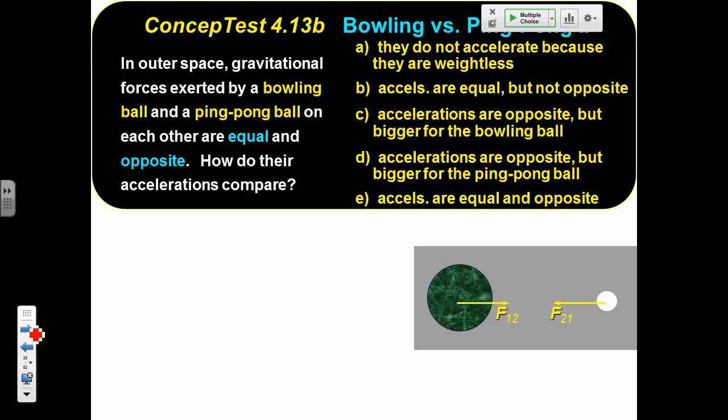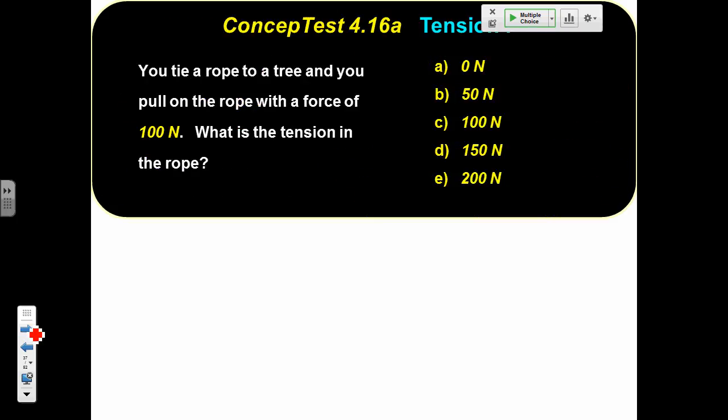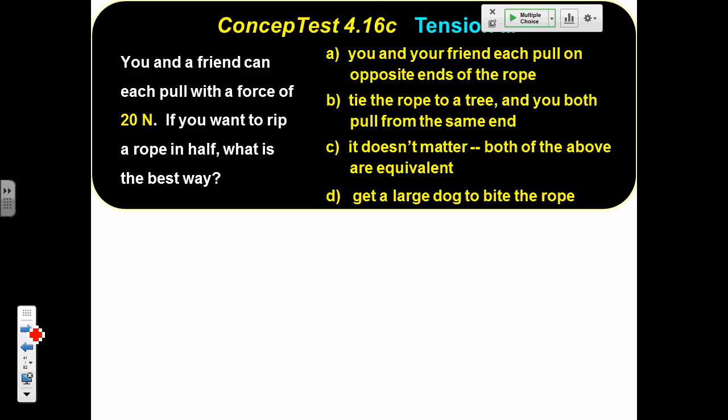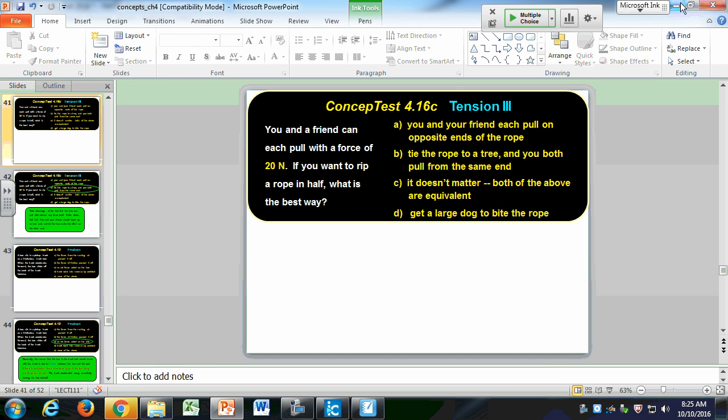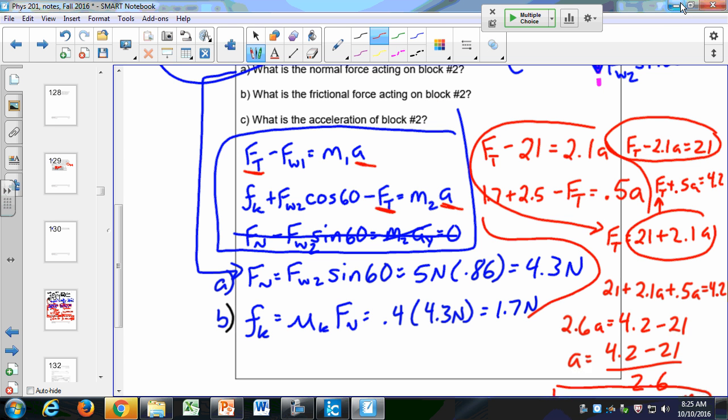Let's skip these. We're going to get to this later. I think that might be it, actually. Yeah, that's all. All right. So as you're looking at those concept tests, just focus on the 2D problems. There aren't that many.